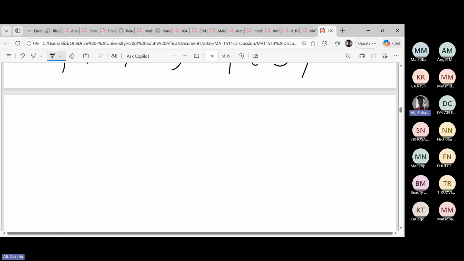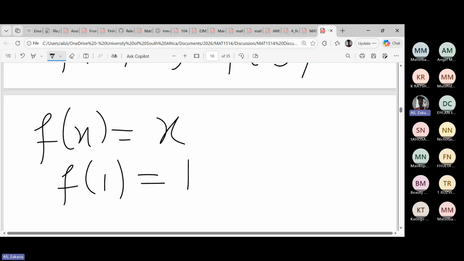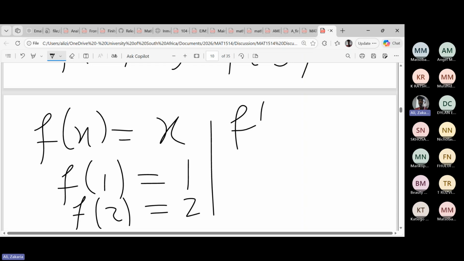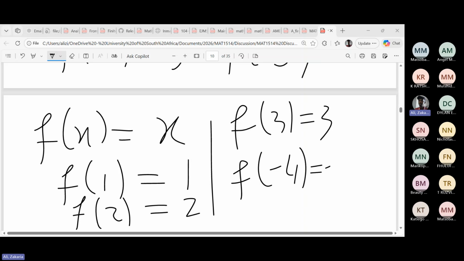So I'm going to take another function. Let's say f of x equal to x. Just x is fine. Now let me take f of 1 is equal to 1, f of 2 is equal to 2, f of 3 is equal to 3, f of minus 4 is equal to minus 4. Whatever you put in there is equal to whatever comes out. So the input is the output. It's not the same as the absolute value. We can see also the cases for absolute value, but this is slightly different.